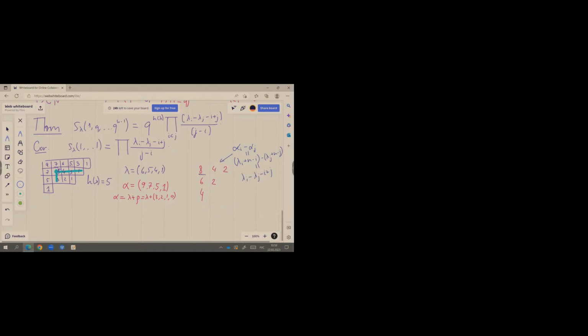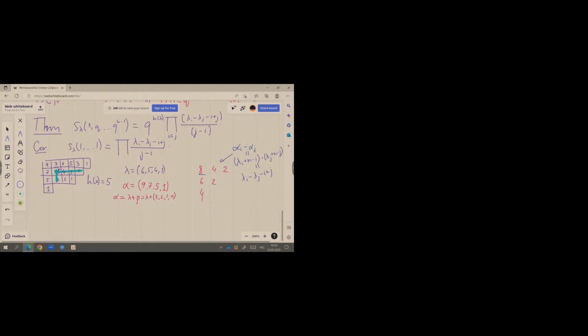Here is 8, and this is alpha 1 minus alpha 4, or lambda 1 plus 3 minus lambda 4 plus 3. So, same about the remaining ones here.